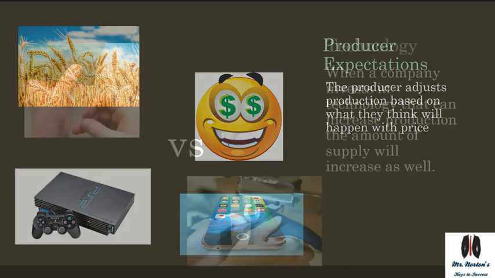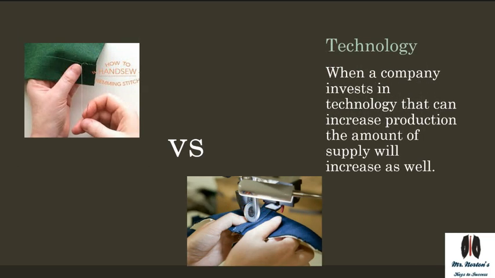Let's get into technology. Technology is pretty easy. When a company invests in technology that can increase production, the amount of supply will increase as well. Let's take a look at our two pictures here. They're pretty self-explanatory. Could you imagine if I made all clothing by hand? How long would that take? I can't even imagine because I have no desire to do that.